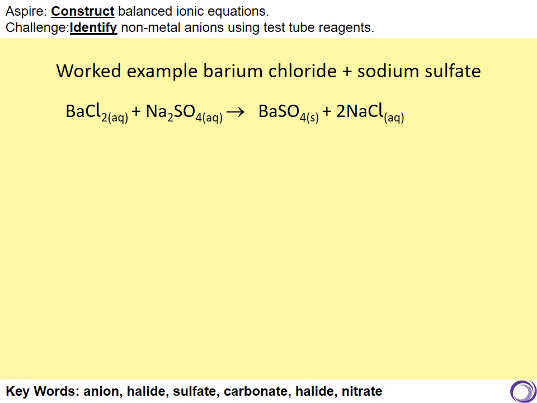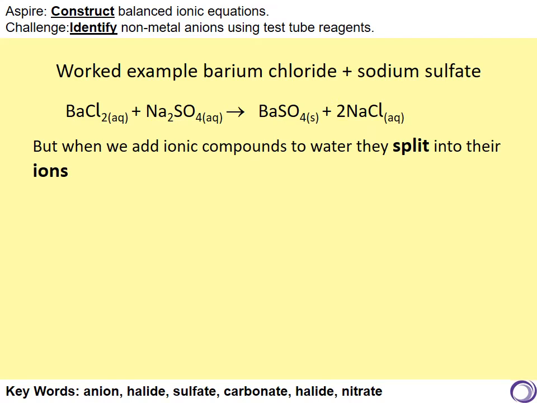Let's start with looking at a worked example of barium chloride and sodium sulfate. Barium chloride is the ionic reagent that we use to test for sulfate ions. Sodium sulfate obviously contains sulfate ions. Because these are both ionic compounds, when we dissolve them in water, they will split into their ions.